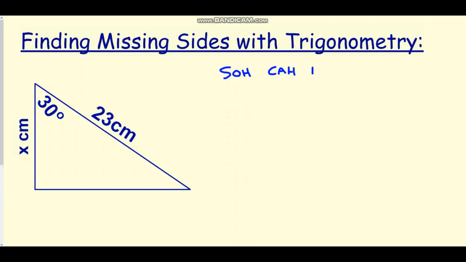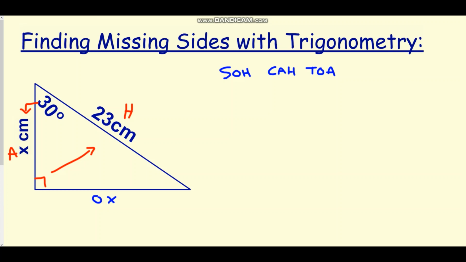SOHCAHTOA, get into the habit of writing that down at the start, even if it is a little bit redundant once you've done this a few times. Identify the side lengths that you have. So we have the hypotenuse here because that's the one that's opposite the right angle. We have got the adjacent here because that's the one that's next to the given angle. I've mixed it up a little bit by putting the given angle at the top of this triangle, which doesn't change a huge amount, but it does change which sides are your adjacent and your opposite. And then my opposite side is the one that's opposite the 30 degrees, and we're not going to be using that in our calculation.